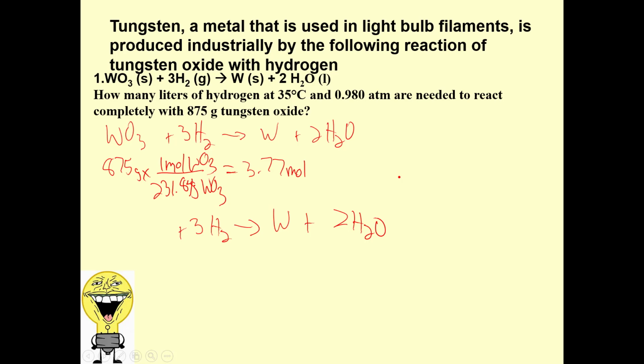And then I found out 3.77 moles of WO3. I want to know how many liters of hydrogen this would be. So I need to figure out this right here. So if this is minus 3.77, this is going to be minus 3 over 1 times 3.77. And that's going to be 11.3 moles of H2. Yeah, H2. So now I need to change this at a new temperature.